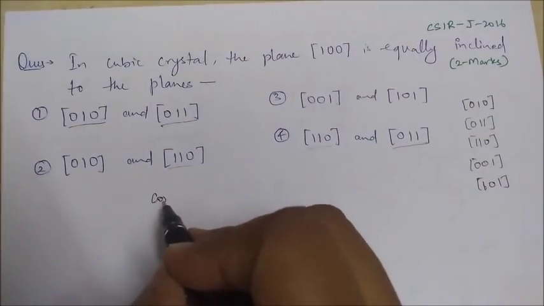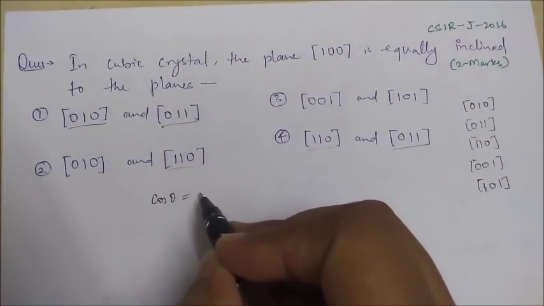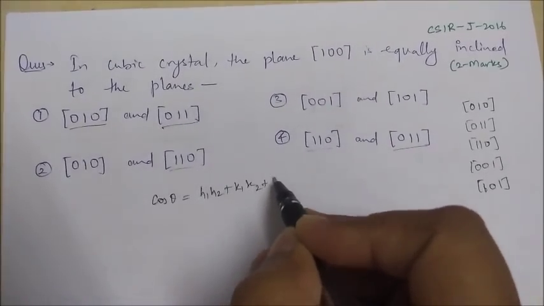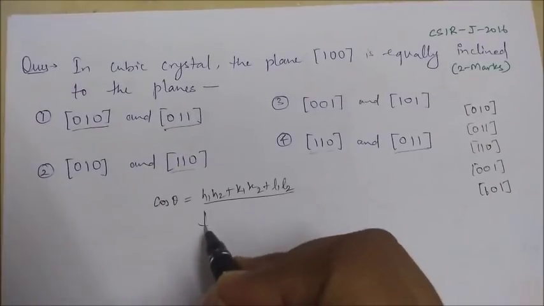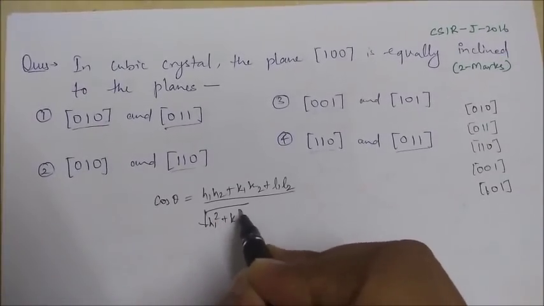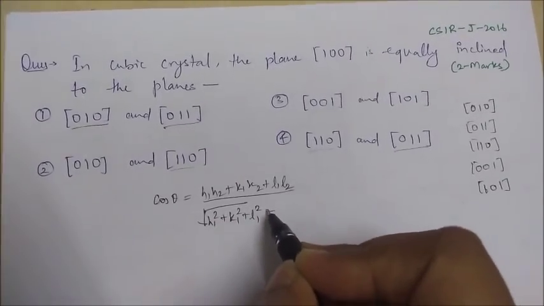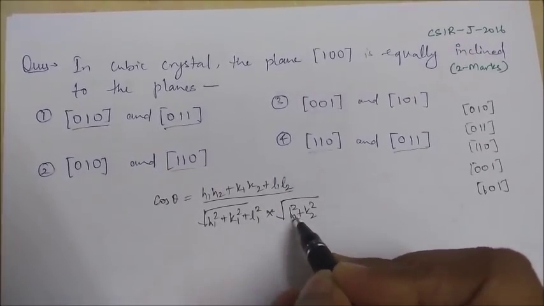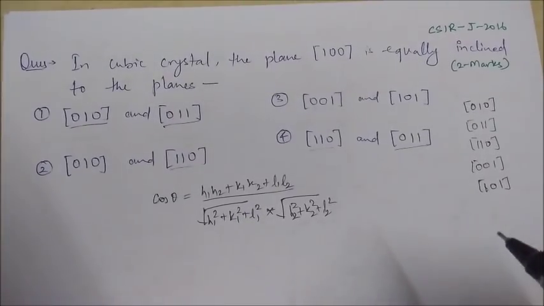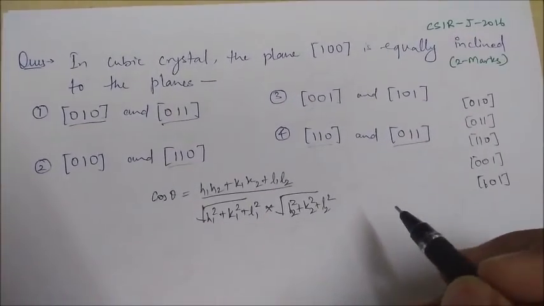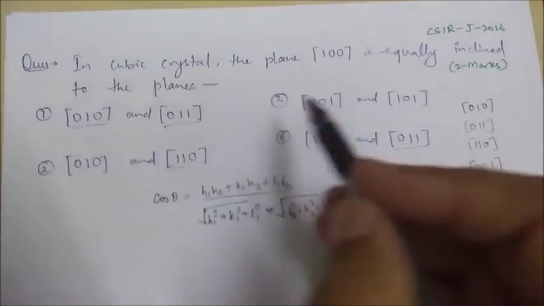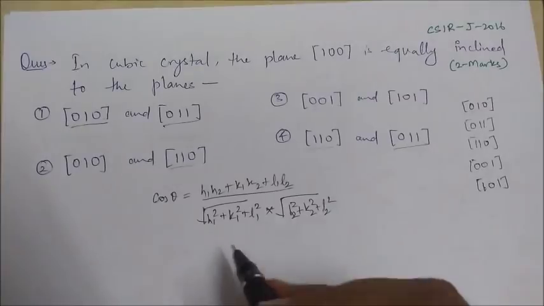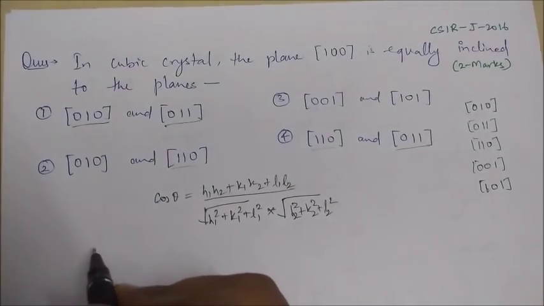So as I told you, the formula was cos theta is equal to h1 h2 plus k1 k2 plus l1 l2 upon under root h1 square plus k1 square plus l1 square into under root h2 square plus k2 square plus l2 square. Okay, this is h2. So just put the values. So for the first one, for this and this, h1 will be 1 and h2 will be 0. So just put these values.